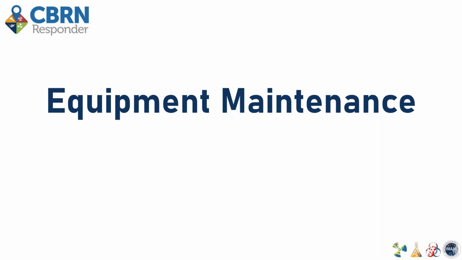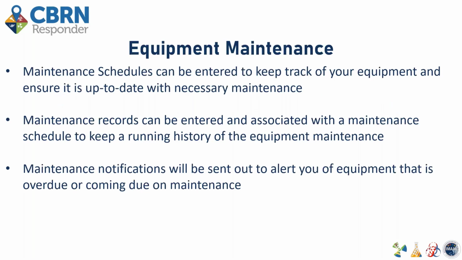So switching gears a bit now to equipment maintenance. It is great to have all of your equipment uploaded, but the CBRNResponder platform allows you to keep track of the maintenance as well. So making sure all of your equipment is up to date will alert you, send out notifications when equipment is coming due. Maintenance schedules can be entered to keep track of your equipment to make sure it has the most up-to-date maintenance. Maintenance records can be entered and associated with a maintenance schedule, and this helps with keeping a running history of the equipment maintenance records. And then maintenance notifications will be sent out to alert you of any equipment that is overdue or coming due on maintenance.